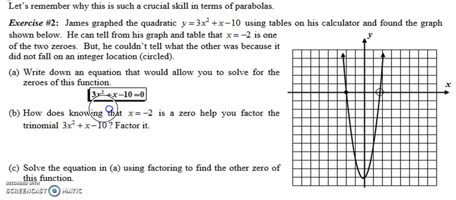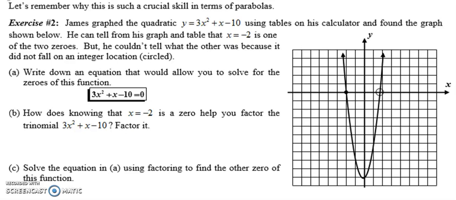So how does knowing that x minus 2 is a 0 help you factor this trinomial? And then go ahead and factor it. So you know that x minus 2 is one of the zeros. That should be able to help you when you factor. So hit pause and see if you could do, oh, I guess you don't factor it yet. I apologize. Factor it down here.